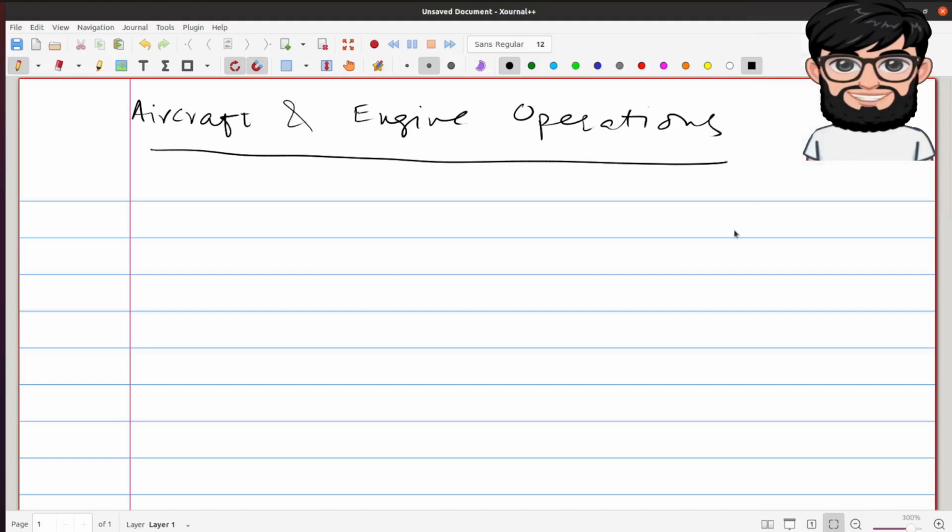In this video, we're going to be covering a new section, and this section is going to be basically divided into 3 videos. This is going to be the first part. We're going to be covering the aircraft and engine operations. The first thing we wanted to cover is what are the 4 main control surfaces.